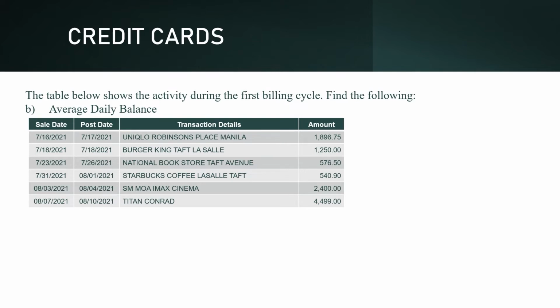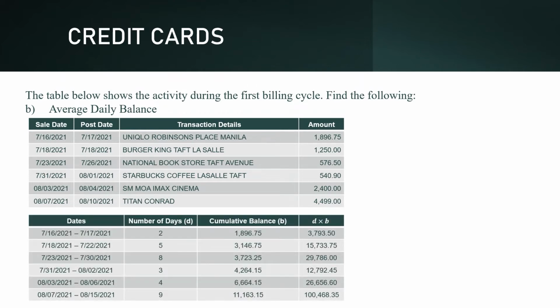Now, let's work on B. To find the average daily balance, we must first split up the dates in the month with every transaction we have. For example, in our statement of account, we first use our credit card in a purchase in Uniqlo for 1,896.75 pesos. This will be our balance for the next 2 days, before using our credit card again in Burger King. What we've spent in Burger King will be added to the balance before, and that will be our balance for the next few days before having another transaction, and so on.